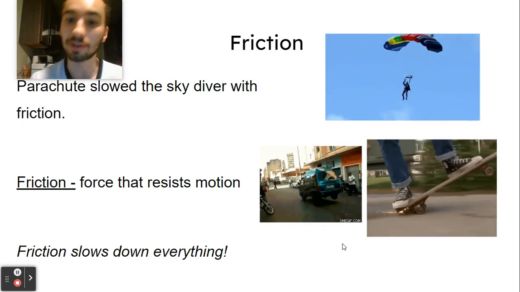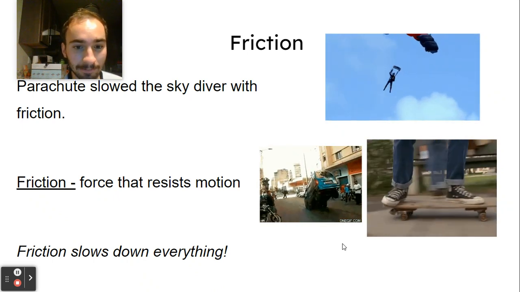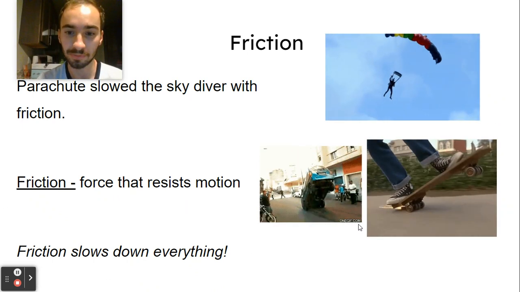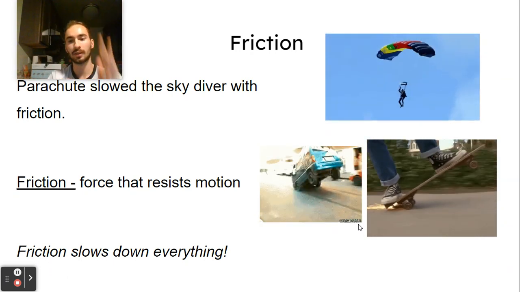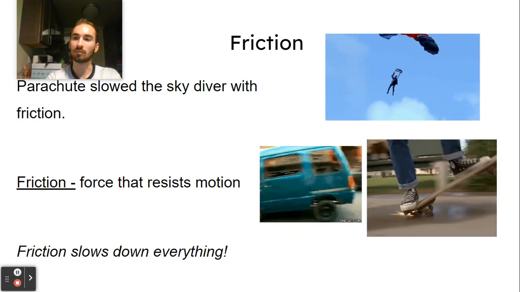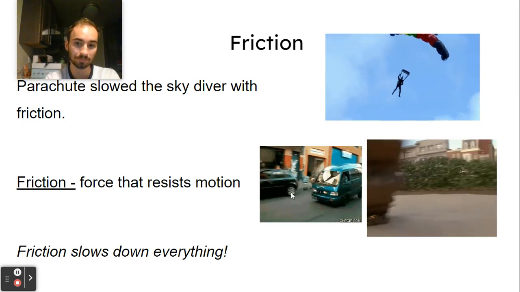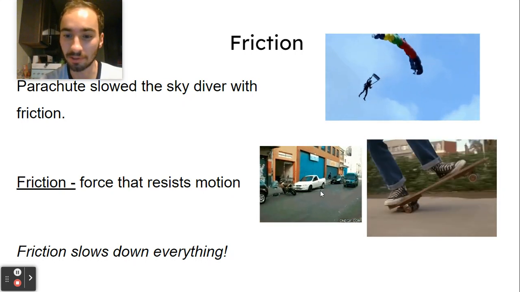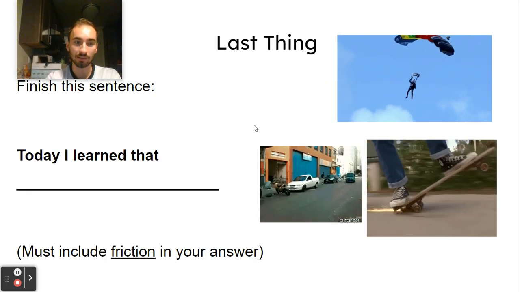So friction is the last thing that we're going to talk about today. Friction is what slows down everything. Friction you can think of as a force that resists motion. So if you're trying to go down, friction's pushing you up. If you're trying to go left, friction's pushing you right. It's the force that always goes in the opposite direction. So that's what friction is. It's always trying to slow you down. That is friction.